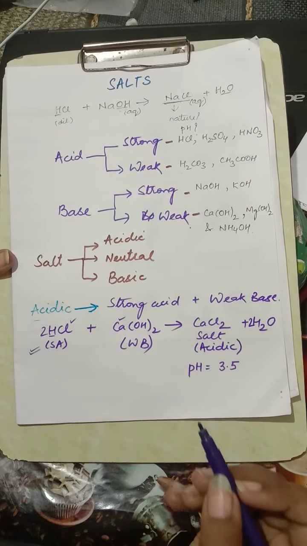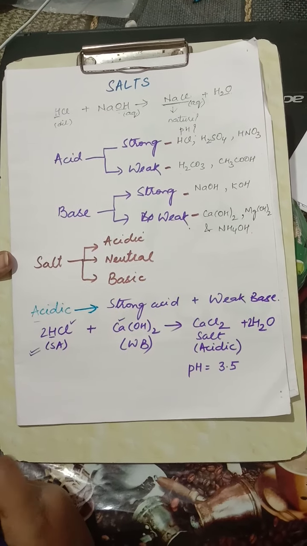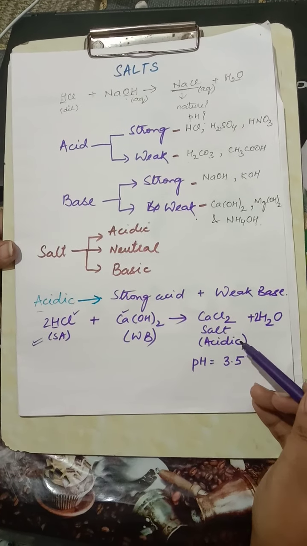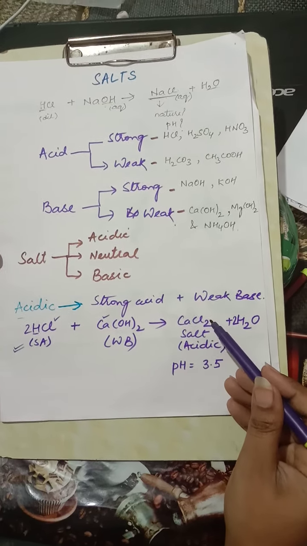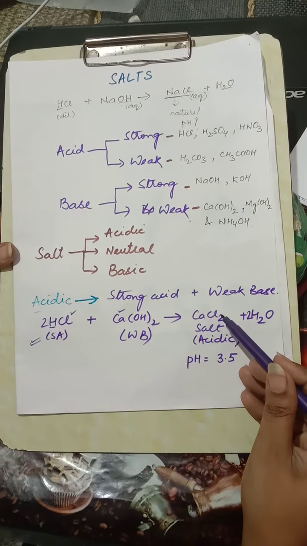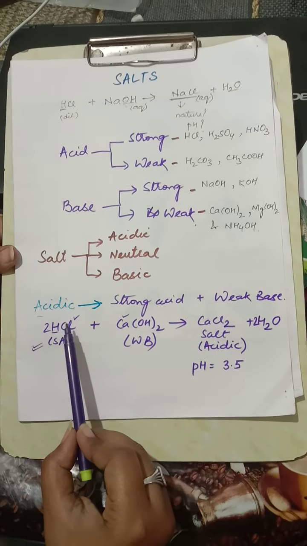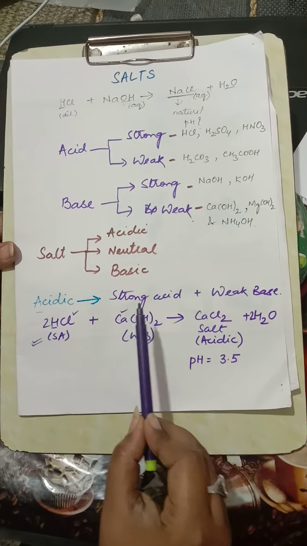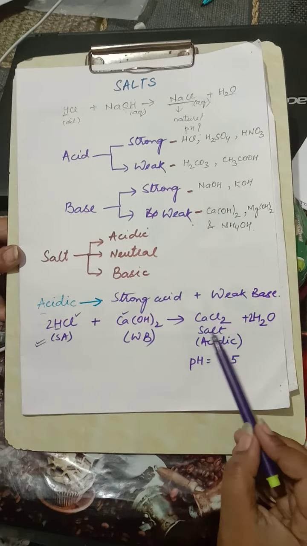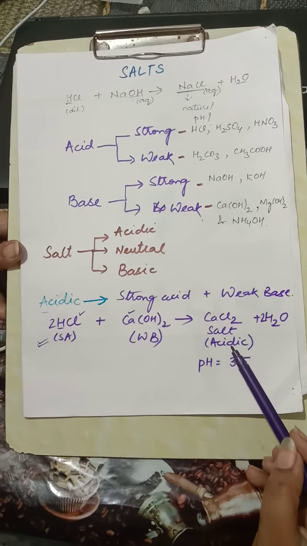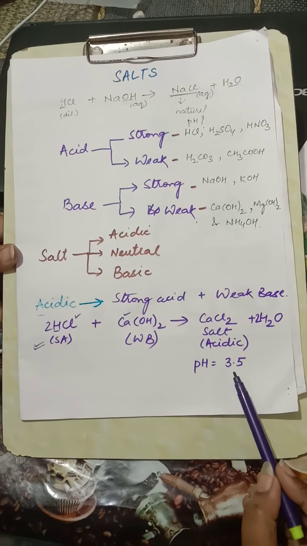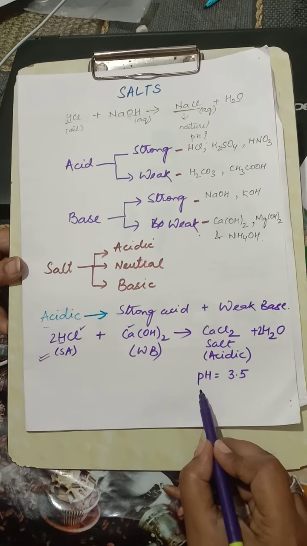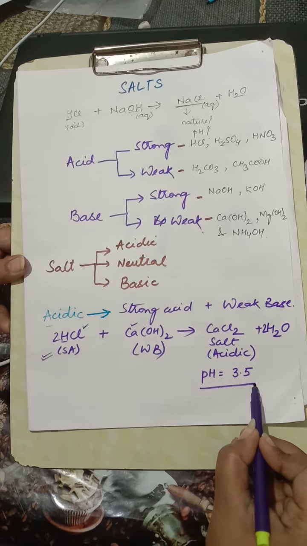Questions used to come like this also. How can you say calcium chloride is acidic salt? Answer: calcium chloride is acidic in nature because it is formed by the neutralization of strong acid and weak base. So, the formed salt is acidic in nature and the pH value of this salt is approximately 3.5. So, children, this is the description of acidic salt.